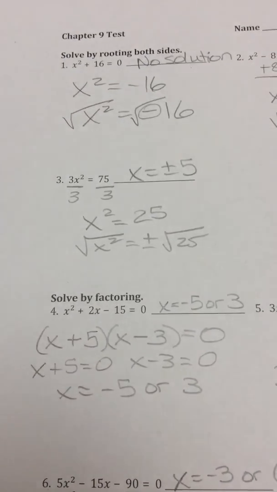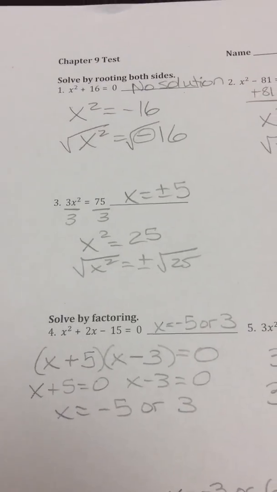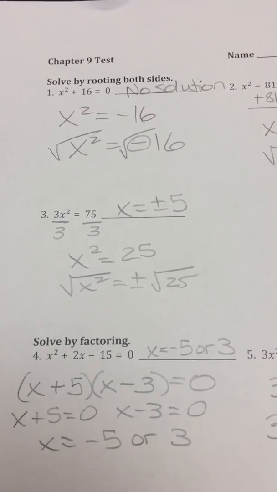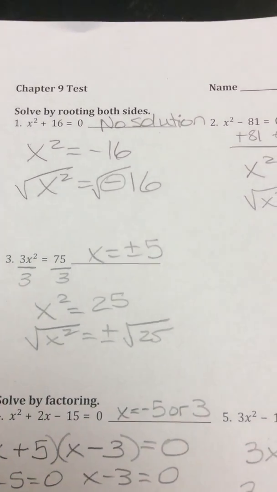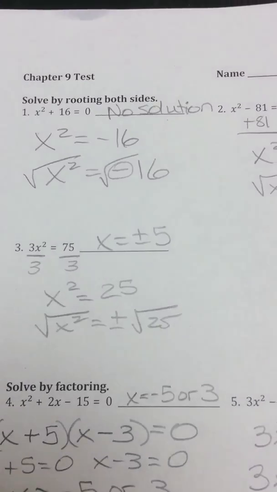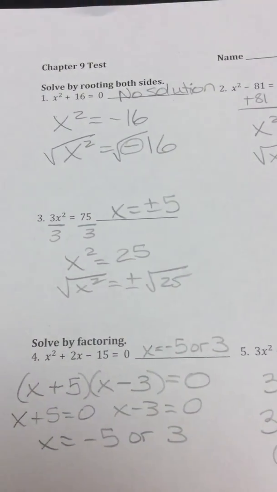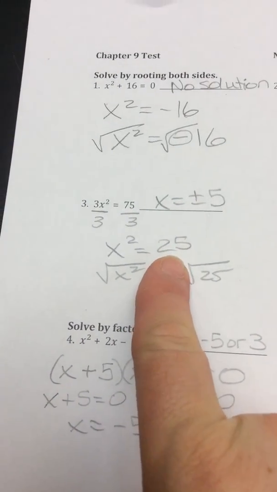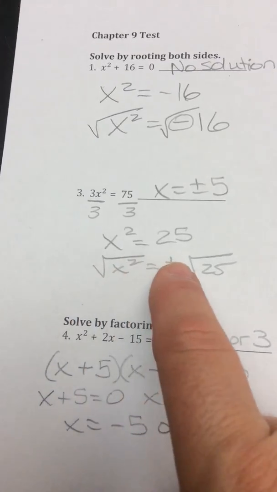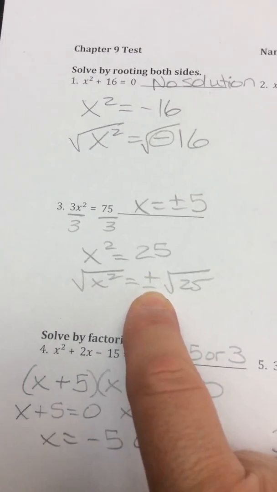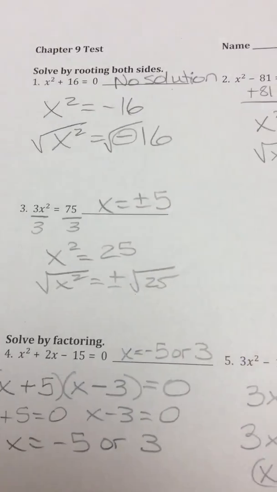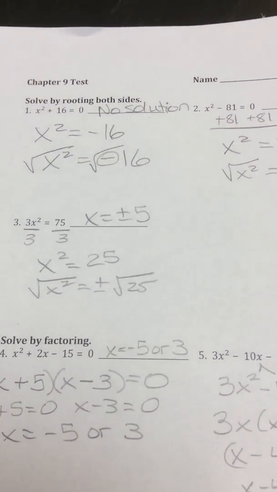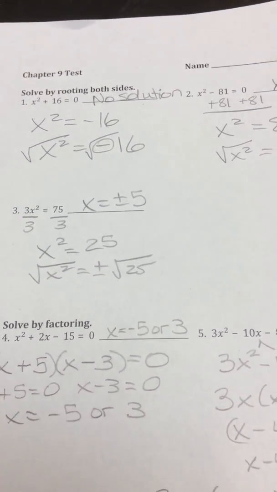Number three, we already isolated our variable, but we do not have a coefficient of 1. So the first thing we need to do is divide both sides by 3. Then we're going to get x squared equals 25. Then we're going to square root both sides. Remember that plus or minus again, so that x can equal positive 5 or negative 5. Those are our three examples of rooting both sides.